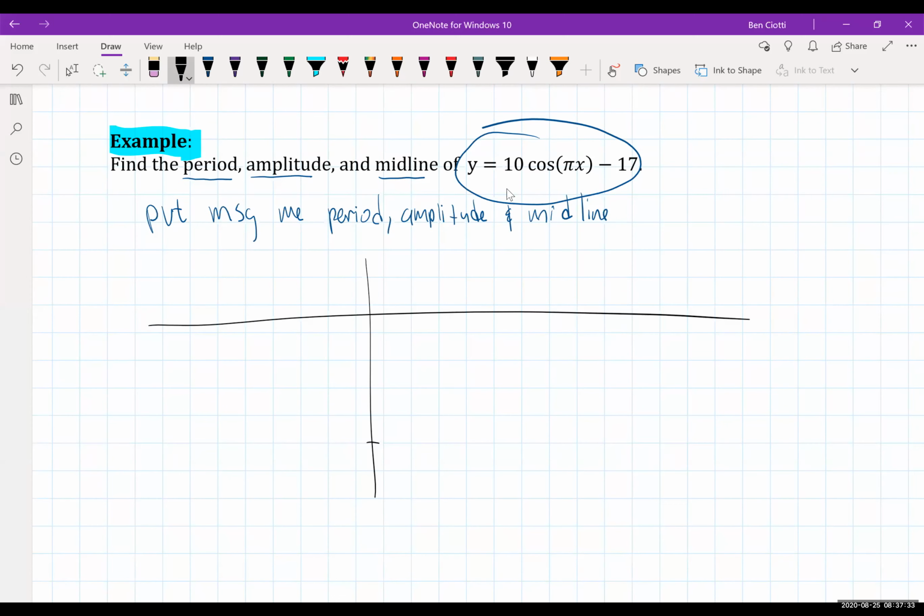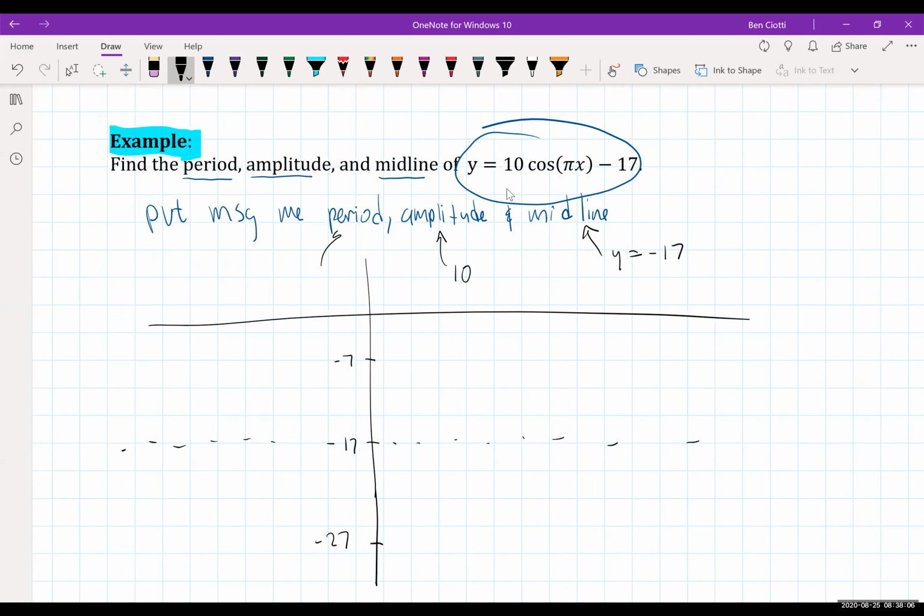The midline, let's use that first. That's down at negative 17, a horizontal line at y equals negative 17. Amplitude is 10, as you correctly said. So it's going to go up 10 and down 10 from negative 17. That means it's going to go up as high as negative 7 and down as low as negative 27.